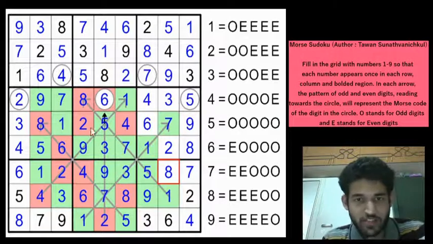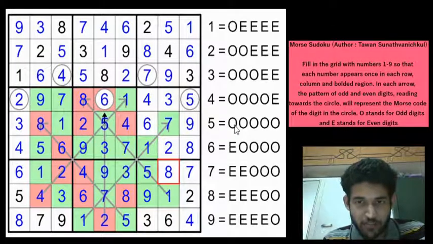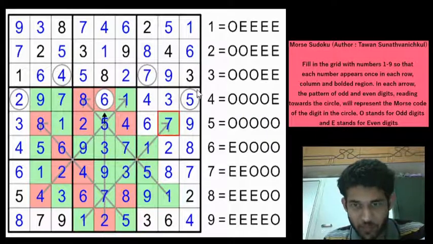Now if you want to cross check for all the 5 circles, since they are limited in number, you can do so. 5 has a Morse code as 5 odd digits, right? So starting from the bottom of the arrow stem, if you see there are 5 odd digits, which gives you the Morse code as 5. And similarly, if you go to this circle 2, you need to have odd, odd, even, even, even pattern. And if you see, odd, odd, even, even, even pattern is there.